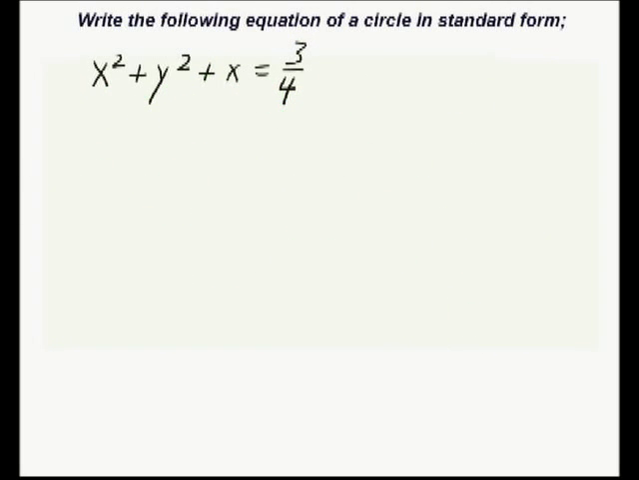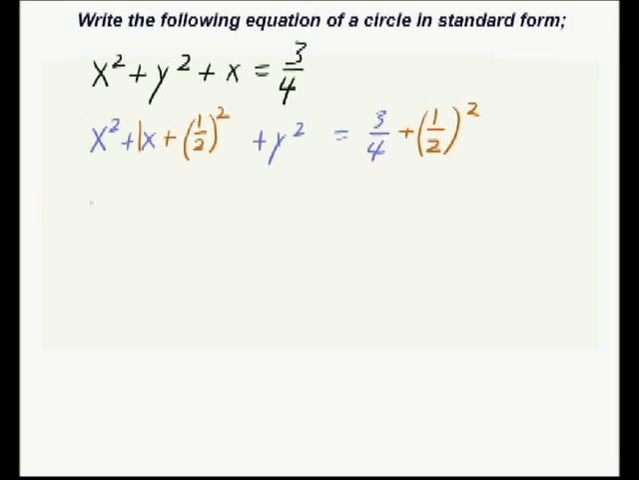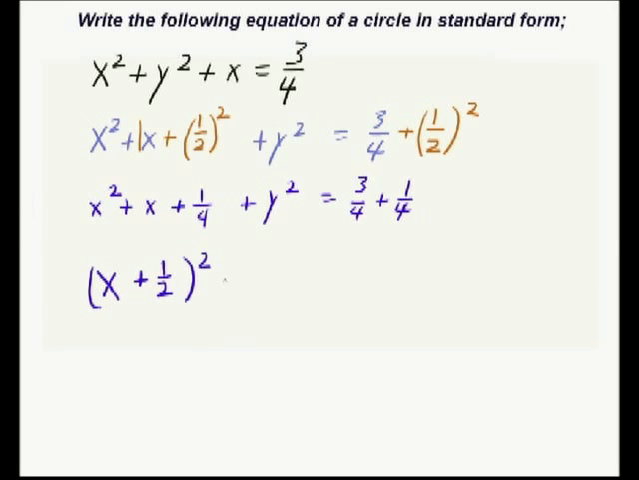Another type of problem you need to be able to handle is if they give you the equation. For instance, write the following equation of a circle in standard form. Now we have to remember a little algebra. The technique I need you to remember is called completing the square. I'm going to take b, or the coefficient of x, and I'm going to divide it by 2 and square it. I'm going to add that to both sides of this equation. So I'm going to get x squared plus x plus 1/4 plus y squared equals 3/4 plus 1/4. Notice the first three terms, though, I can rewrite them now, and I've completed the square. It's (x plus 1/2) squared.